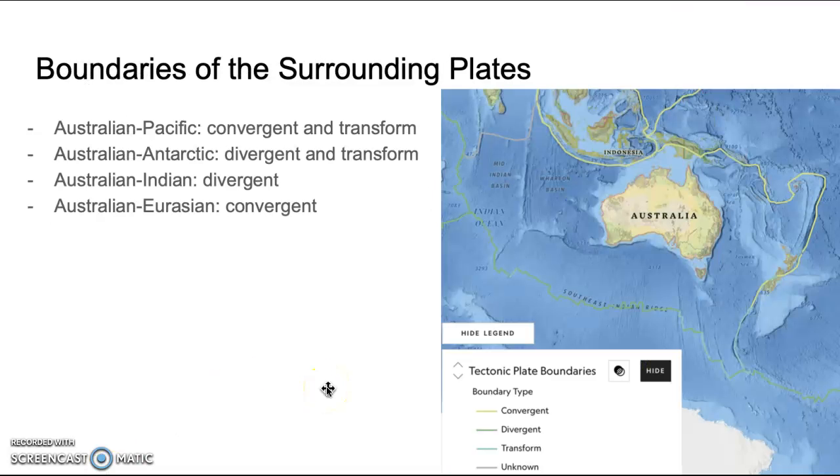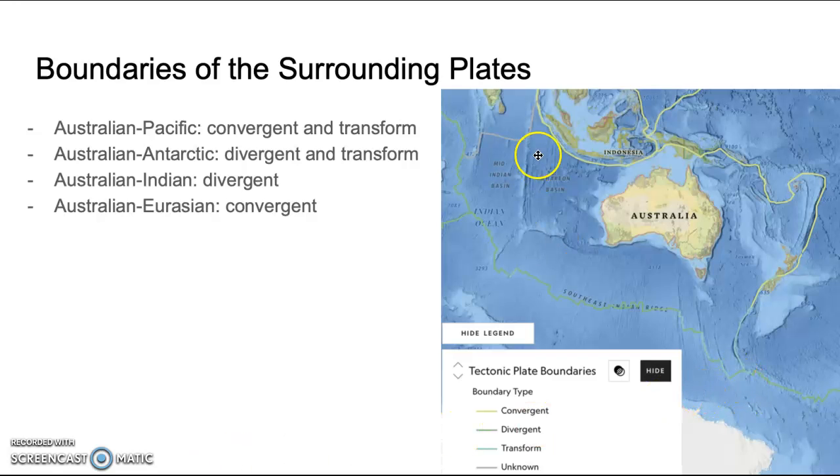And now on to the boundaries at the surrounding plates. So starting off at the Pacific plate over here, this is mostly convergent, as you see right here, and then at the bottom it turns into a little bit of transform boundary. And then at the Antarctic plate, it is mostly divergent with small pieces of transform boundary, as you see right here.